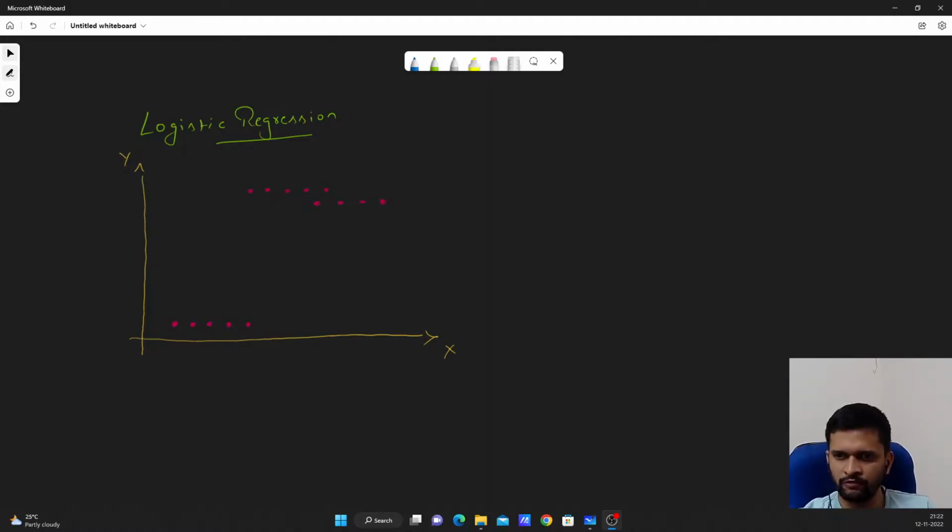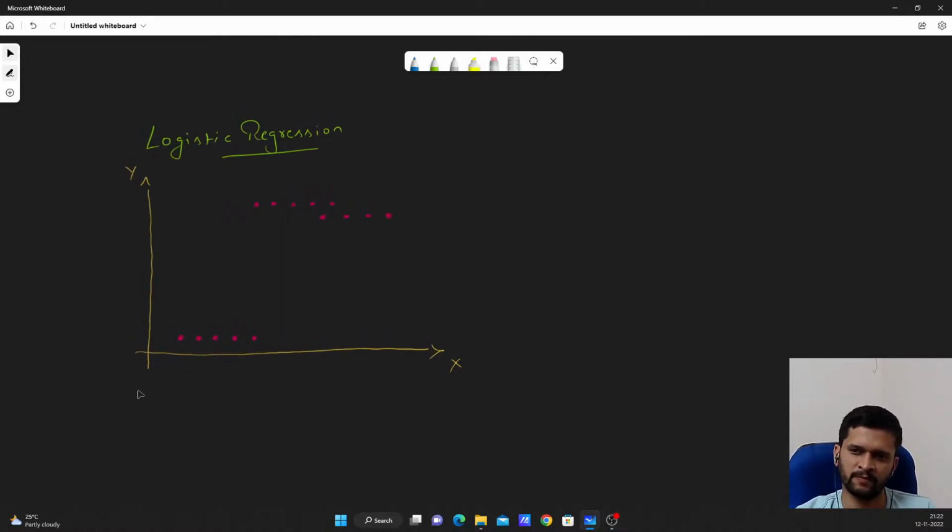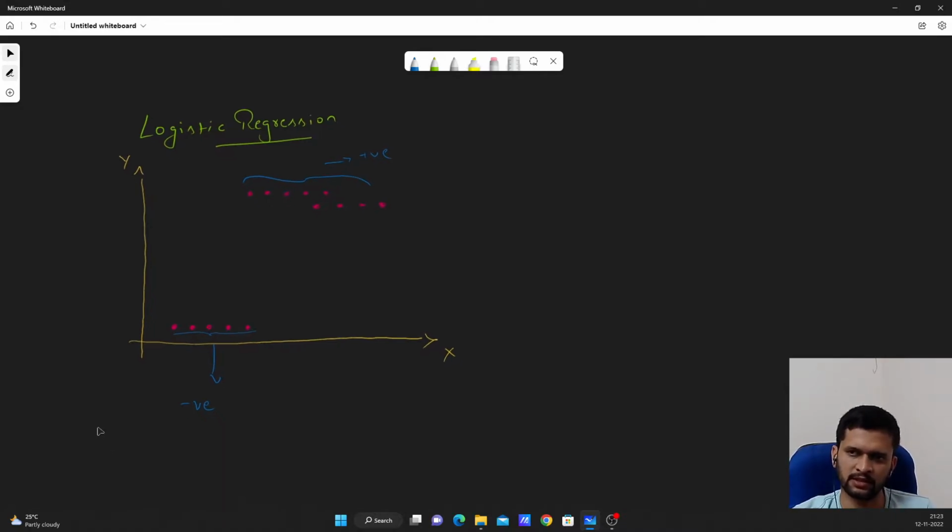If we plot the data with respect to classification, it looks something like this. I have plotted some hypothetical data here, y against x, and you see the red dots here, these are our actual classes. You can treat these as belonging to the negative class, and these here as belonging to the positive class. Just assume this for this respective data set.